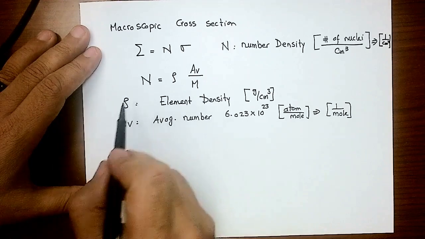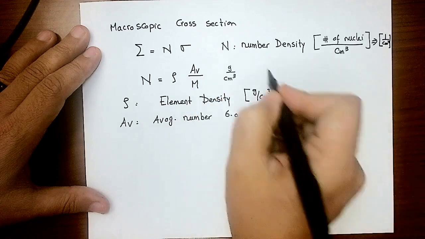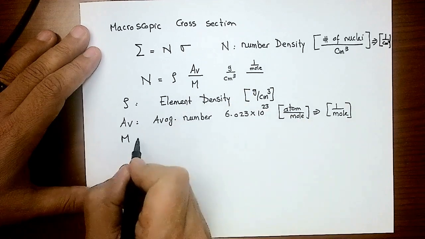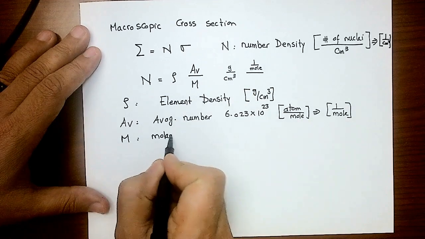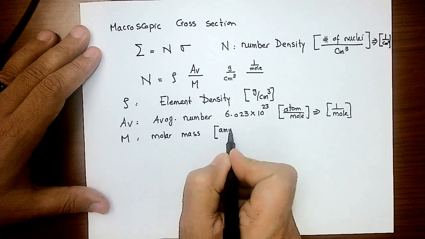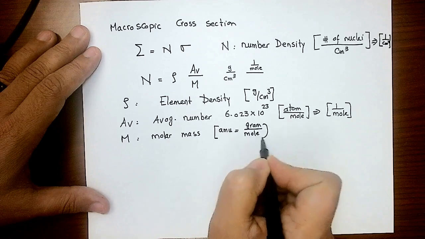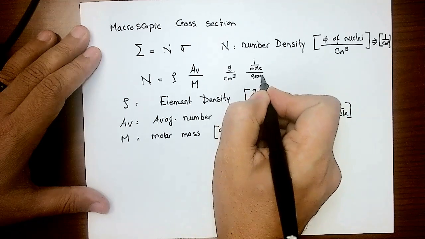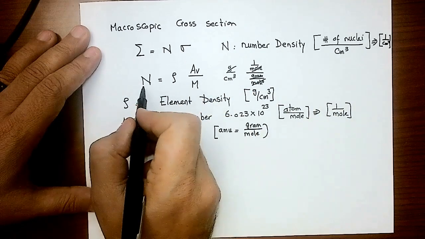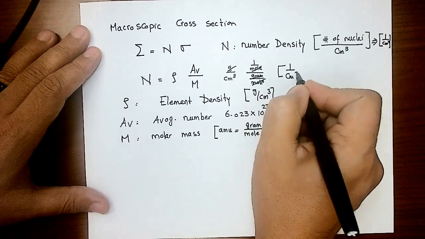Then you calculate the number density here. You look at the final units: rho is gram per cubic centimeter, Avogadro's number is 1 over mole. Then M is the molar mass, with the unit of atomic mass unit, which is equal to gram per mole. So if you put that unit here, that's gram per mole. Mole goes away, gram goes away. So the number density is going to be the number of nuclei per unit volume, so it's 1 over centimeter cubed.